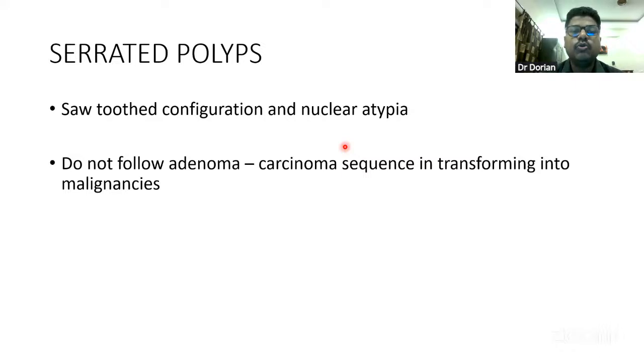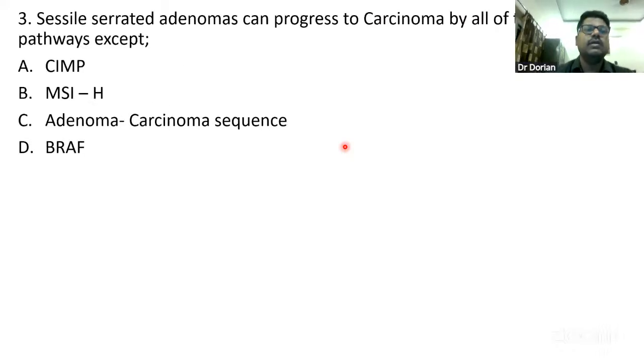Serrated polyps do not follow adenoma carcinoma sequence in transforming into malignancies. Okay. So coming back to the question, sessile serrated adenomas can progress by all of the following except SIMP. You know what is SIMP? MSI-H, you know, BRAF, you know, it is mutated in colorectal cancer. Adenoma carcinoma sequence, 85% of colorectal cancer. Traditional adenomas, no sessile serrated adenomas. So the answer will be adenoma carcinoma sequence.